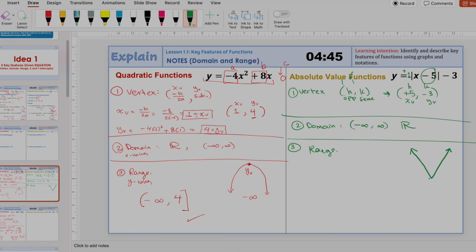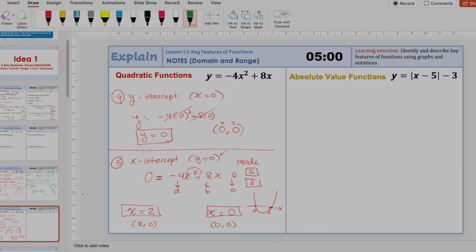Absolute values are V. And the range, which is y values, is gonna be from the y of the vertex to infinity. What is my y of the vertex? It's the same as the k, which is negative 3. So it's from negative 3 to infinity. Infinities are always open, and this is part of the function, so it's closed. Done. Let's find x and y intercept. So I'm gonna start by finding the y-intercept.